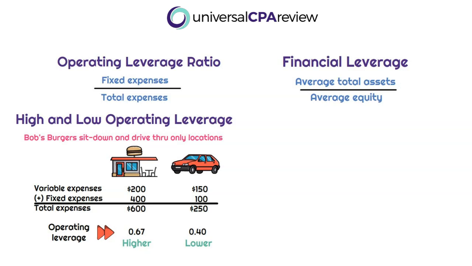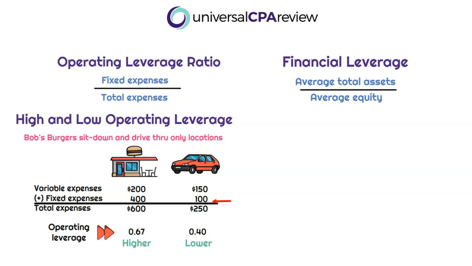So if that is fixed expenses divided by total expenses, let's do the math. So for the sit-down, fixed expenses were 400, total expenses were 600. So that means 400 divided by 600, the operating leverage is 0.67.